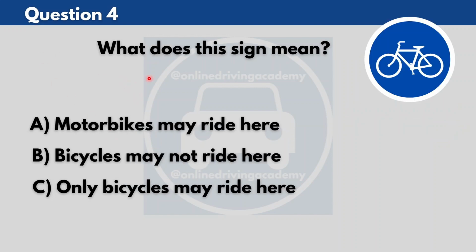Question 4. What does the sign mean? You can see a blue background with a white border and the outline of a bicycle. So is it option A, motorbikes may ride here? Option B, bicycles may not ride here? Or C, only bicycles may ride here? Now the correct answer will be option C.